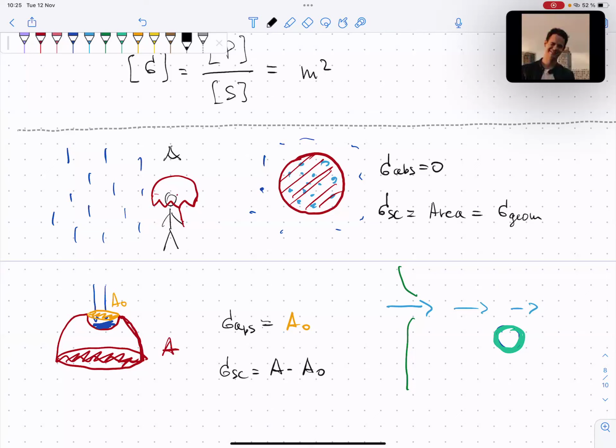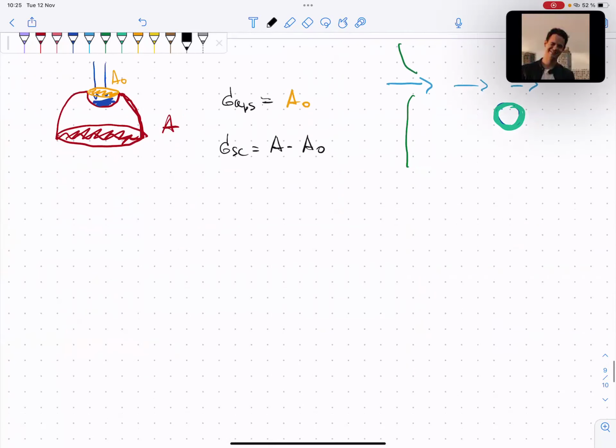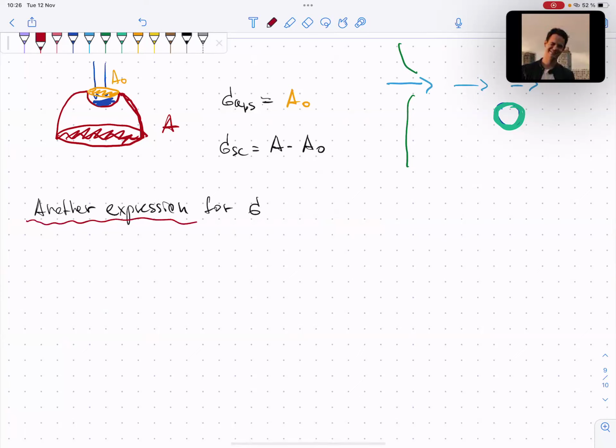So what next? We can actually get another expression for cross sections.